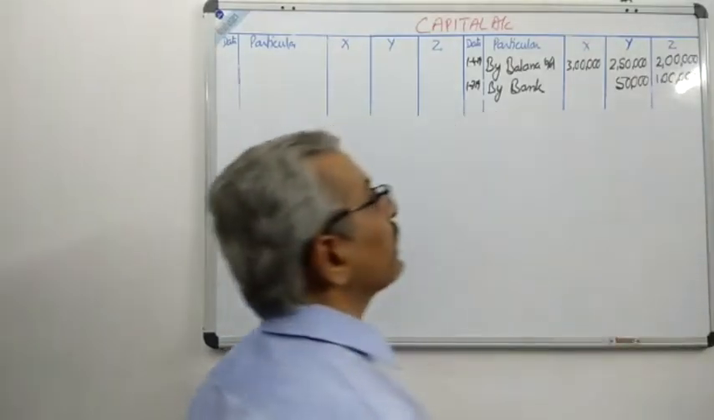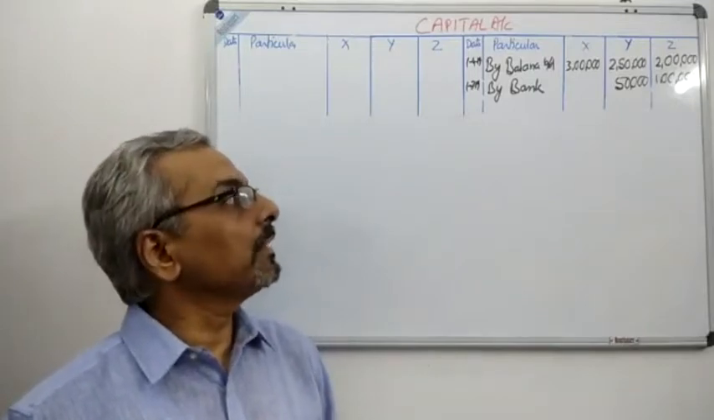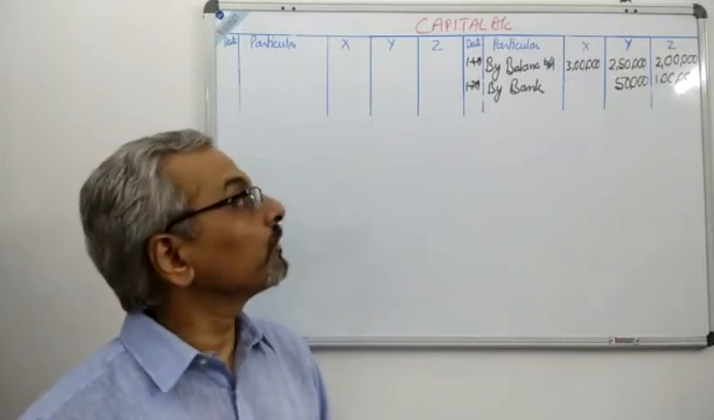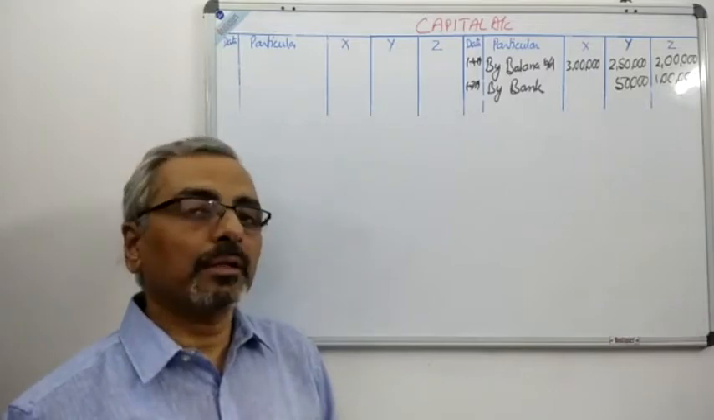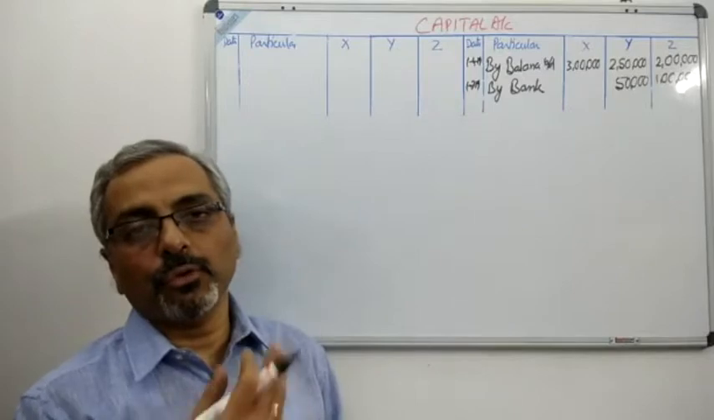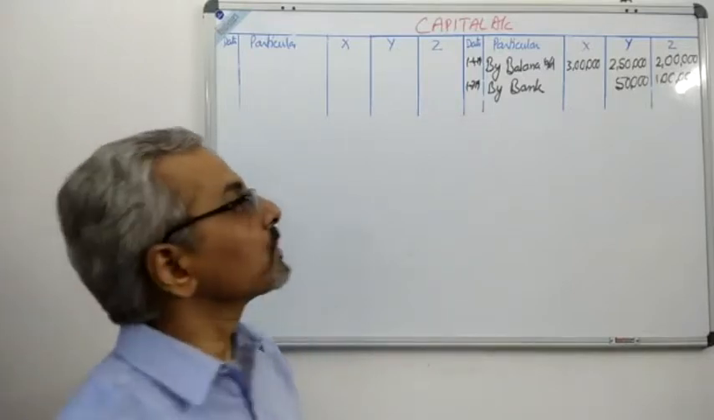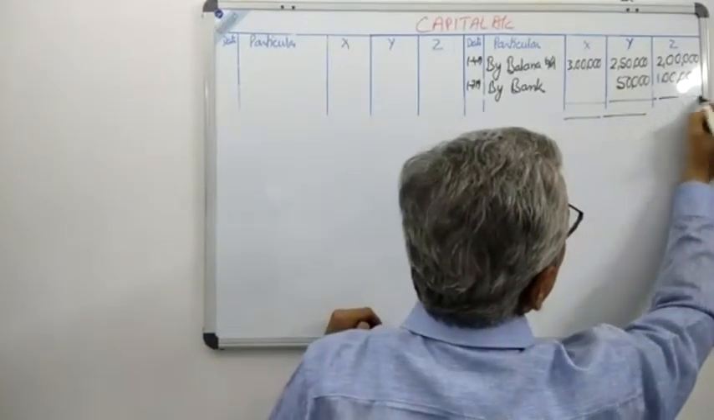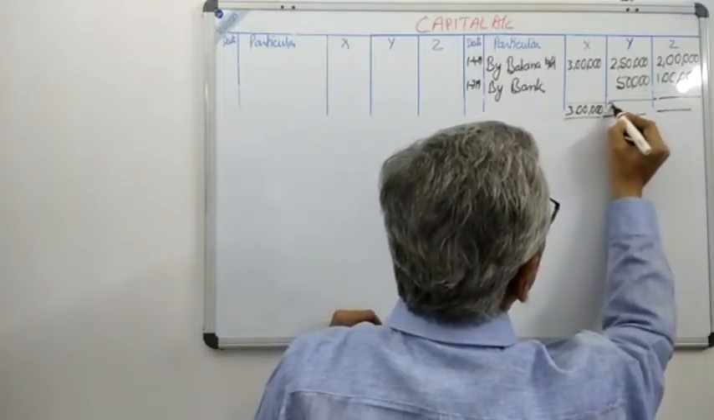Now you can see very carefully that the entry at the beginning of the year is by balance 3 lakh, 2 lakh 50,000 and 2 lakh, and on 1st of July 2019 the capital invested by Y and Z is 50,000 and 1 lakh. The question has said that the partners have decided to keep their capital fixed. Therefore, we are preparing the capital account first, then we'll move on to the preparation of the current account. So now if we do the totaling of this, and see very carefully, it is 3 lakh for all the 3 partners.